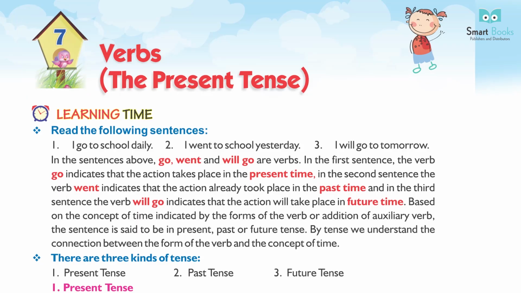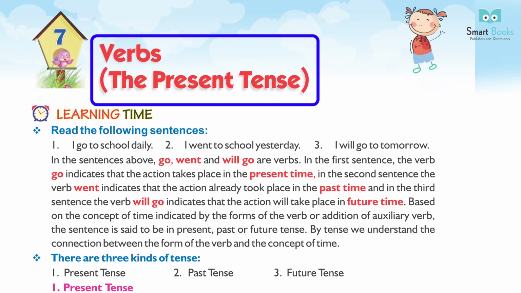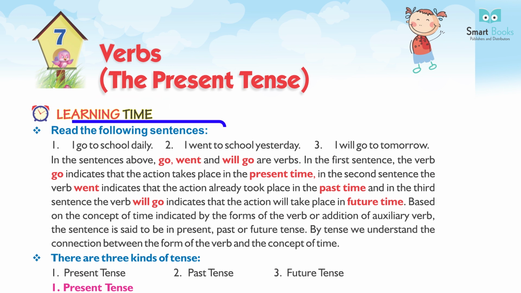Chapter 7: Verbs, the present tense. Learning time. Read the following sentences. 1. I go to school daily. 2. I went to school yesterday. 3. I will go to school tomorrow.